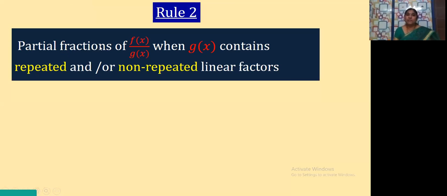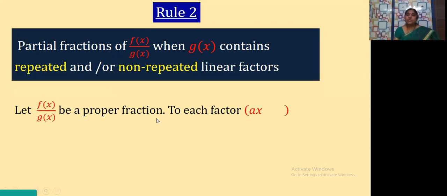In the last class we discussed rule 1, where g of x contains non-repeated linear factors. Now in today's class we are going to see where g of x contains repeated and/or non-repeated linear factors. Let us see mathematically how we write this. Let f of x by g of x be a proper fraction.